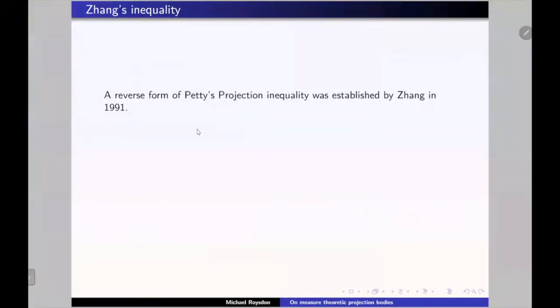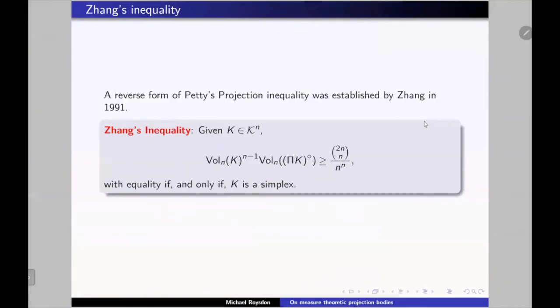And in fact, even before Zhang showed that Petty's projection inequality is equivalent to an affine version of the Sobolev inequality, he was able to prove a reverse form of the projection inequality, which is called Zhang's inequality. So for any convex body K, if you consider the same product, the volume of K to the n minus 1 times the volume of the polar projection body, it always exceeds 2n choose n divided by n to the n. And there's equality if and only if K is a simplex. So again, we have a range. We have an upper bound where you have equality for things which are very origin symmetric, ellipsoids, and the lower bound for objects which are about as far away from being origin symmetric as one can be, n-dimensional simplices.